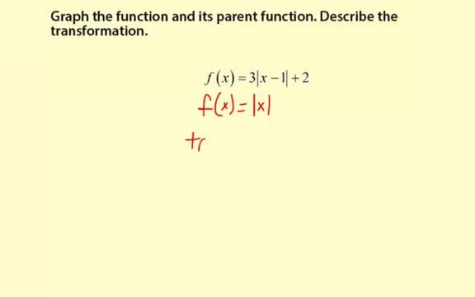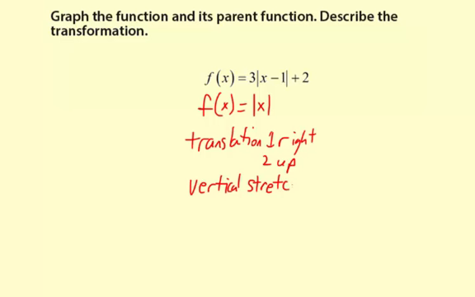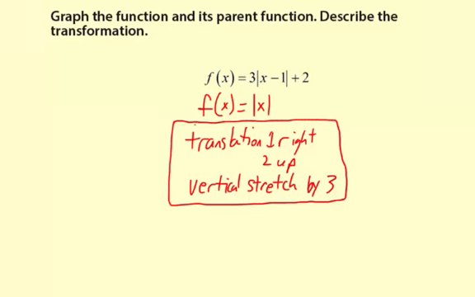So first of all, we had a translation, and it was 1 right and 2 up. And then we had a vertical stretch by 3. And that's by a factor of 3. Okay, so those are the transformations that would be applied to the parent function to give you this given function here, f of x equals 3 absolute value of x minus 1 plus 2.